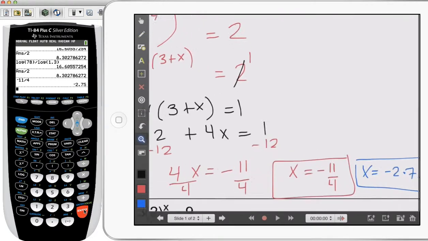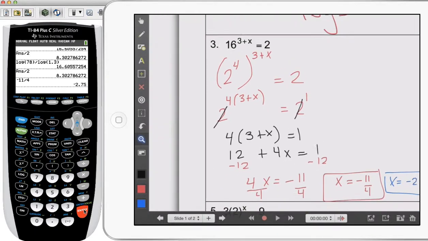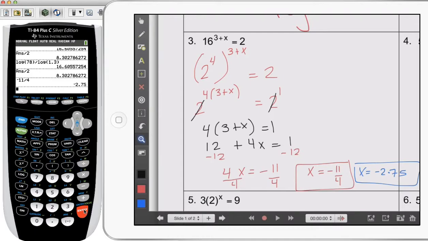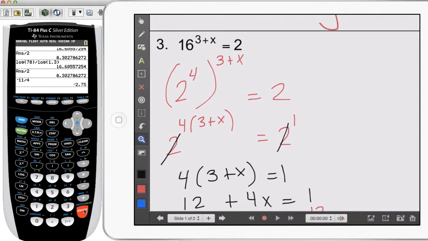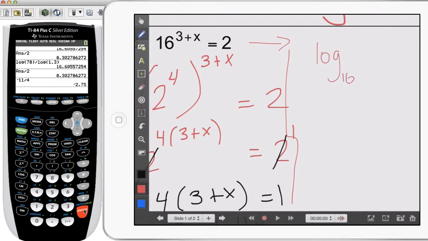Now let's see how we can do it by changing to log form. See how we solved it and kept it in exponential form? Because we were able to change 16 to a 2 to the power of something. But you can still solve it by changing it to a log form. So we're going to use a different method. Remember that the base is 16, so it goes as a subscript, and the argument is 2, so it goes inside the log. So log of 2 base 16 is equal to 3 plus x.